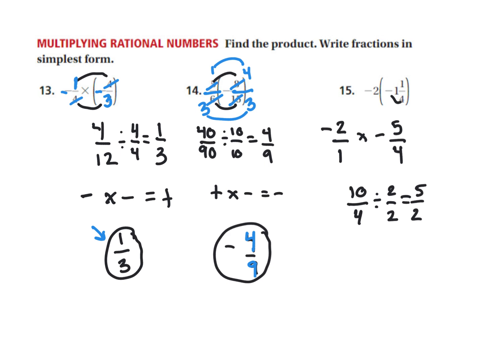5 halves. 5 halves, we can turn that back to a mixed number. 2 goes into 5 twice, with 1 left over. And then we know that a negative times a negative is a positive, so 2.5.